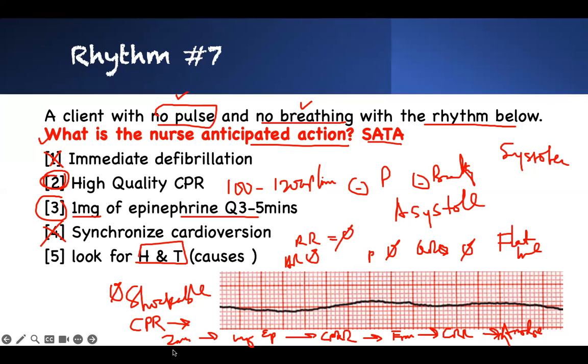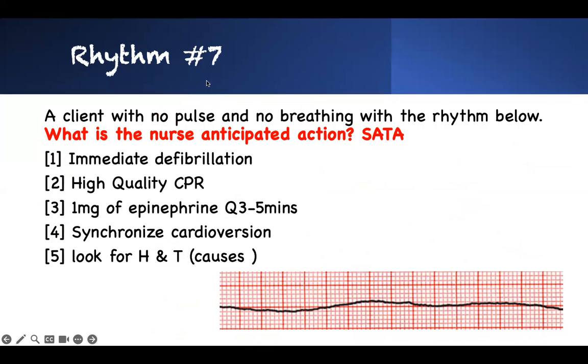Yes. While you're doing CPR and giving them the epinephrine, there's something we call H and T's. These are the causes of asystole. They are the number one causes of asystole and also causes of PEA. So H, like hypokalemia, hypovolemia, hypotension, hypothermia, or the hypos, anything that has a hypo.